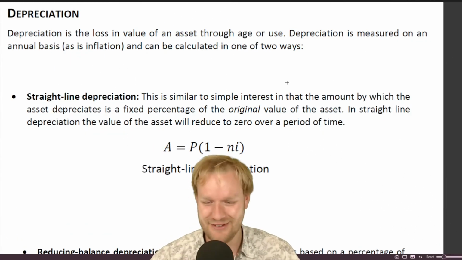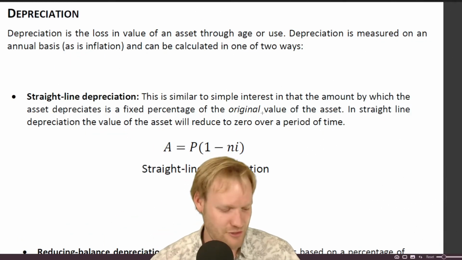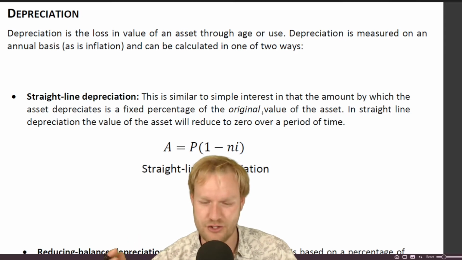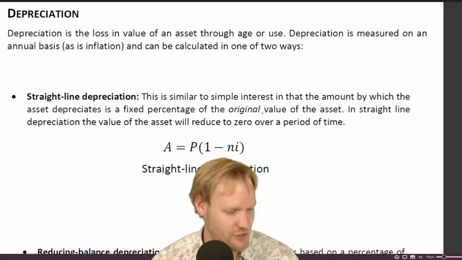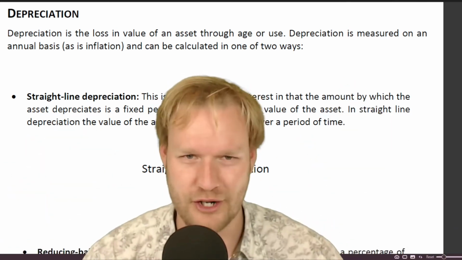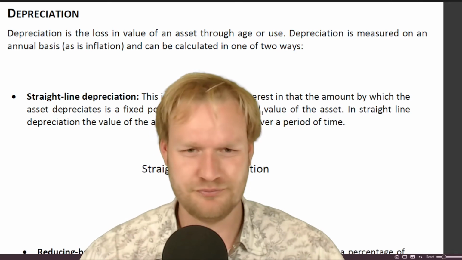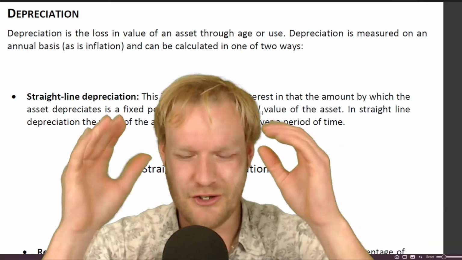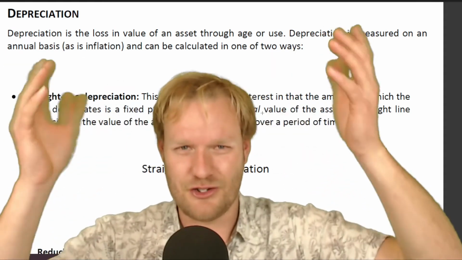Okay, so depreciation. Depreciation is the loss of value of an asset through age or use. Here's our general principle. Let's think through what our general storyline is going to be. You're going to buy something. Let's say it's a car. It's often a car. So a company buys a car, or a tractor.